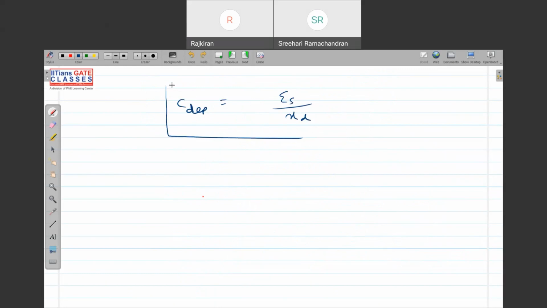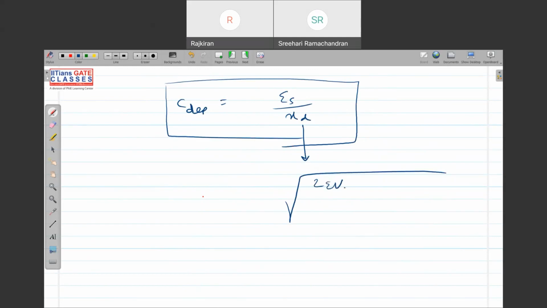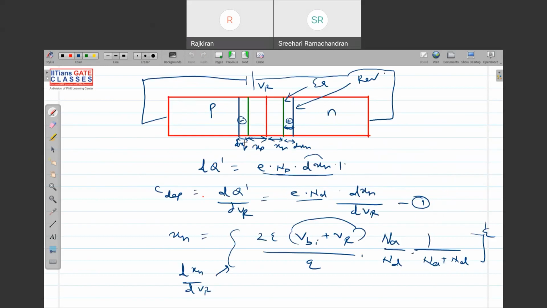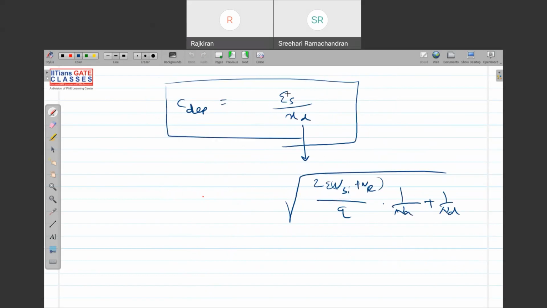What is XD? XD is equal to root of 2 epsilon (VBI plus VR) by q into (1 by NA plus 1 by ND). So this is like a parallel plate capacitor separated by distance XD. If you do this derivation, you will get C depletion is equal to epsilon s by XD. XD is nothing but my depletion width.